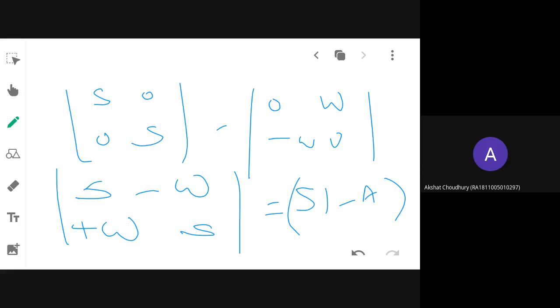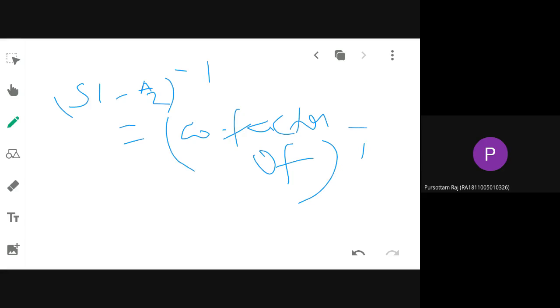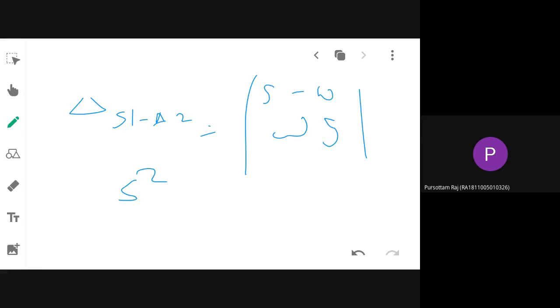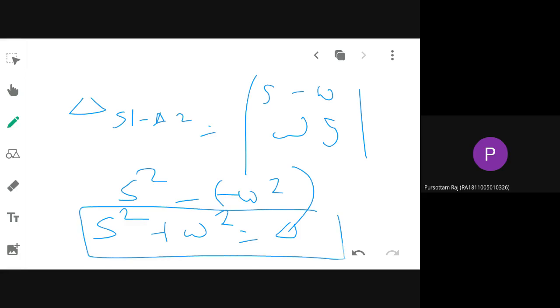What is your next step? (sI minus A2) inverse actually. You have to take the inverse. If you want to take the inverse, what is the formula for it? You have to find the cofactor of the same term, take its transpose, divided by determinant. That is the formula again. So what is the determinant of sI minus A2? That is equivalent to s, minus omega, omega, s. What is the determinant of this? s squared minus of omega squared. So the answer will be s squared plus omega squared. That is your determinant. Okay, determinant part is over.